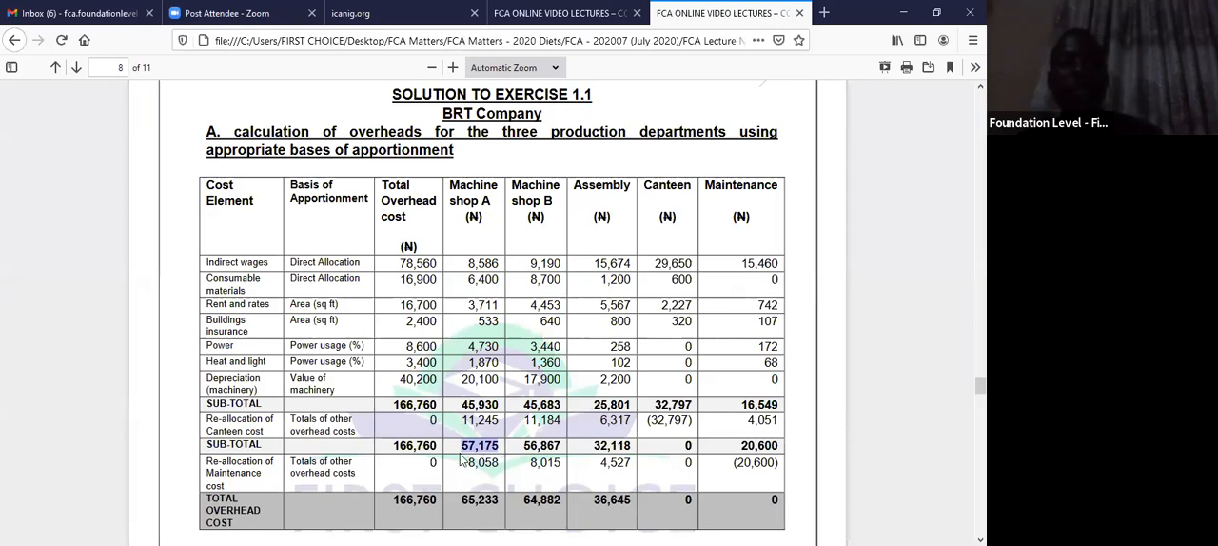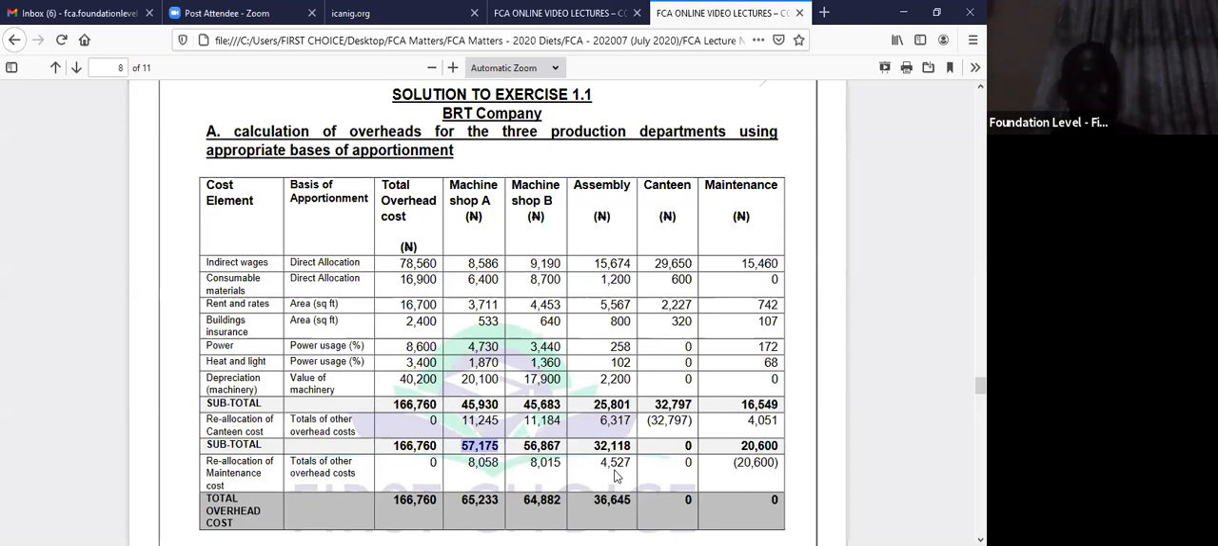So what you do, you will add all these three together, this plus this plus this. It's still equivalent to saying 166,760 minus that maintenance you don't want, 2,600. That means the total is 146,106.